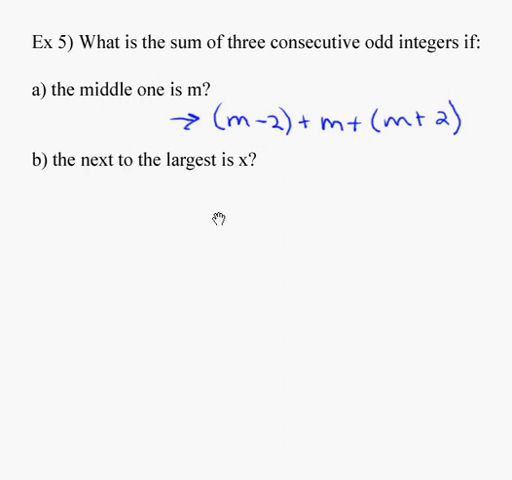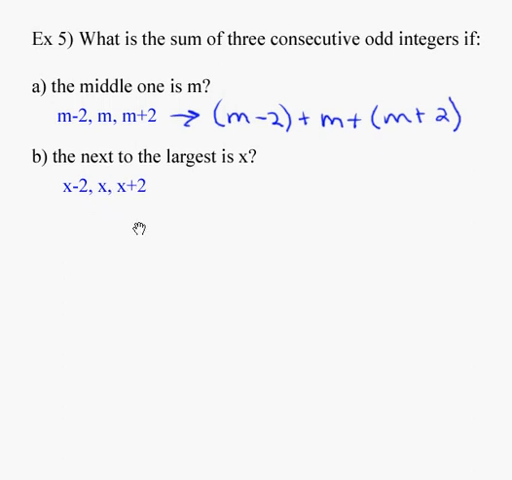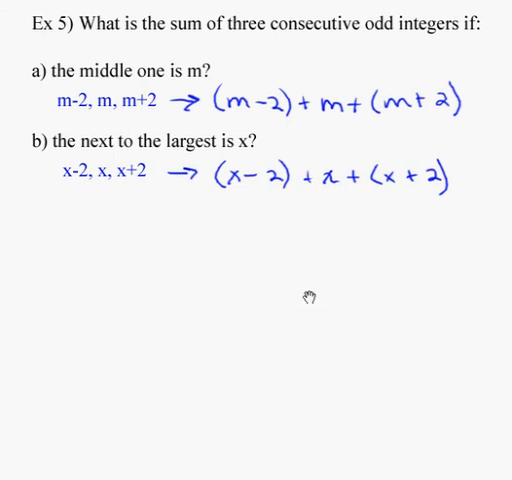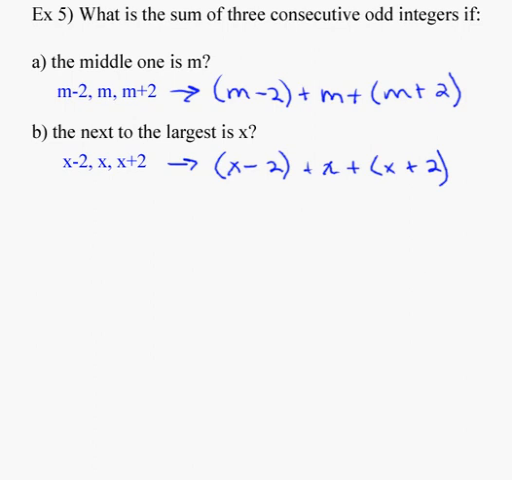So that's the expression. What's the sum of 3 consecutive odd integers if the next to the largest one is x? Well, there's only 3, so that's just another way of rephrasing 5a. We've got x, the largest one is 2 more than that, smaller one is 2 less than the original x. So there's our 3 numbers, x minus 2, x, x plus 2.